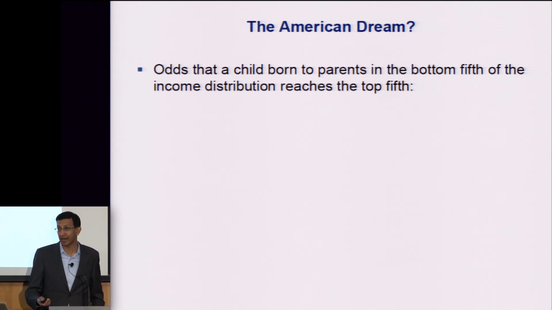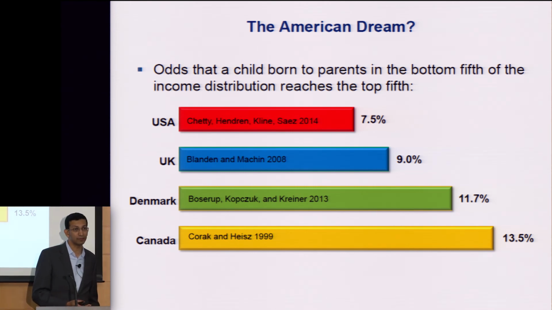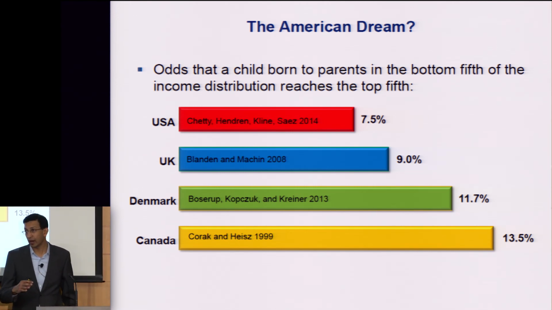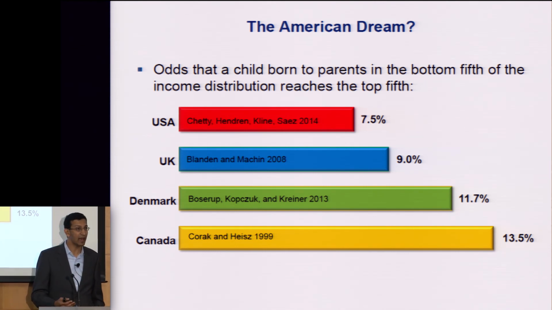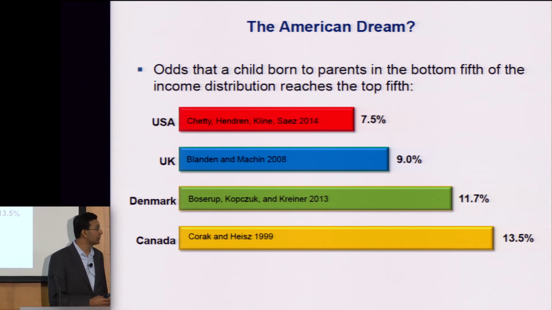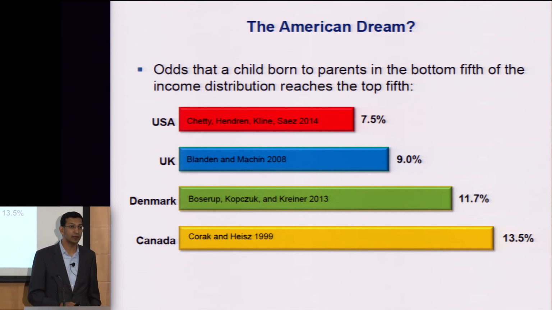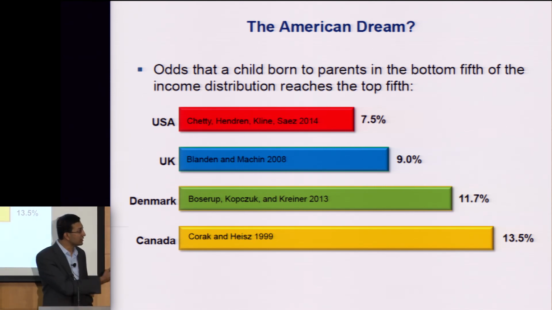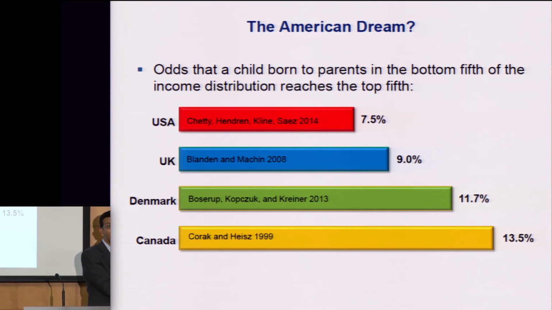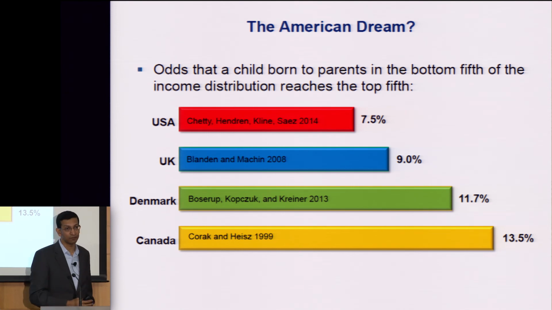So how common is that in the US versus other developed countries around the world where we have similar data? In the US, your odds of climbing from the bottom quintile to the top quintile are 7.5%. That compares with 9% in the United Kingdom, 11.7% in Denmark, and 13.5% in Canada. Now, in interpreting these statistics, you might react by saying, oh, even in Canada, your odds of success don't look all that high, right? Only 13.5% of kids make it to the top fifth.